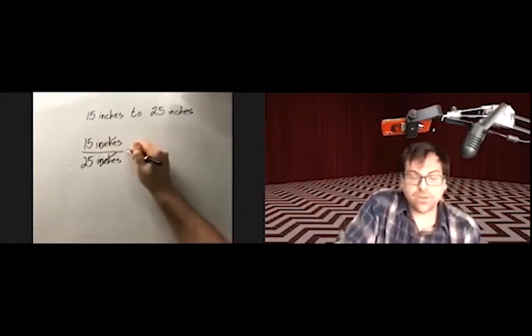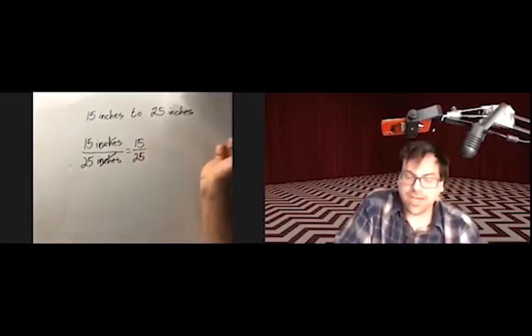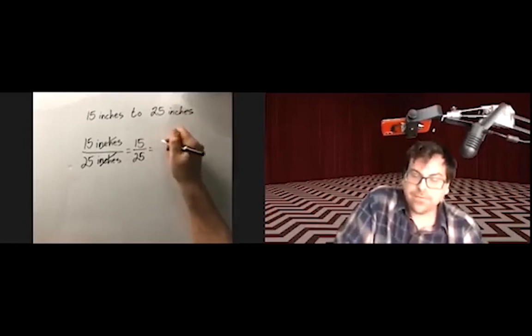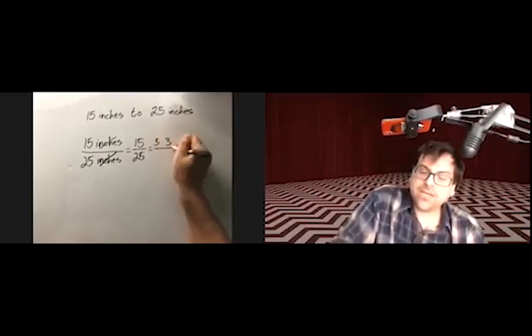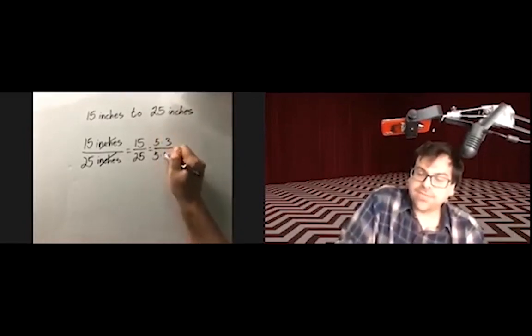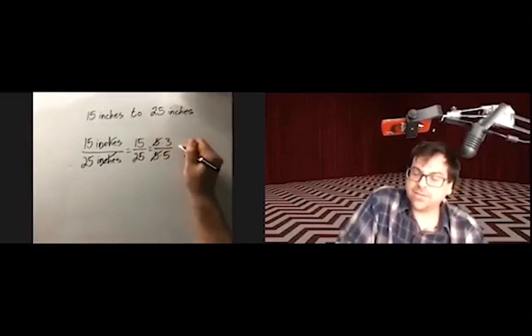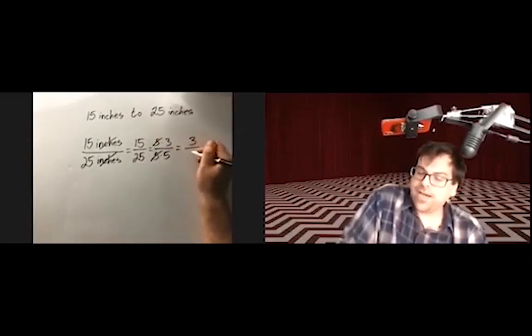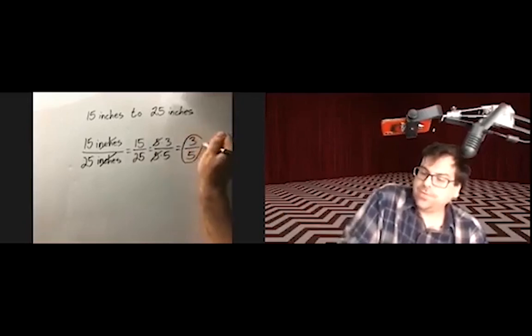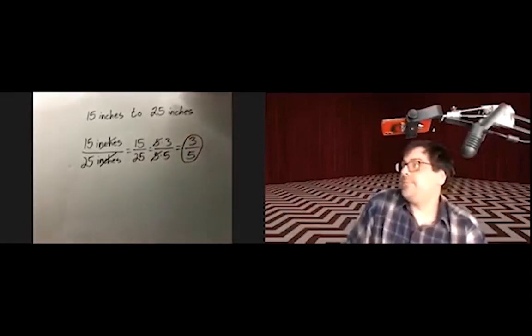Now we have to deal with reducing the 15 over 25. 15 is 5 times 3, 25 is 5 times 5. The 5s cancel. Our simplified ratio is 3 to 5.